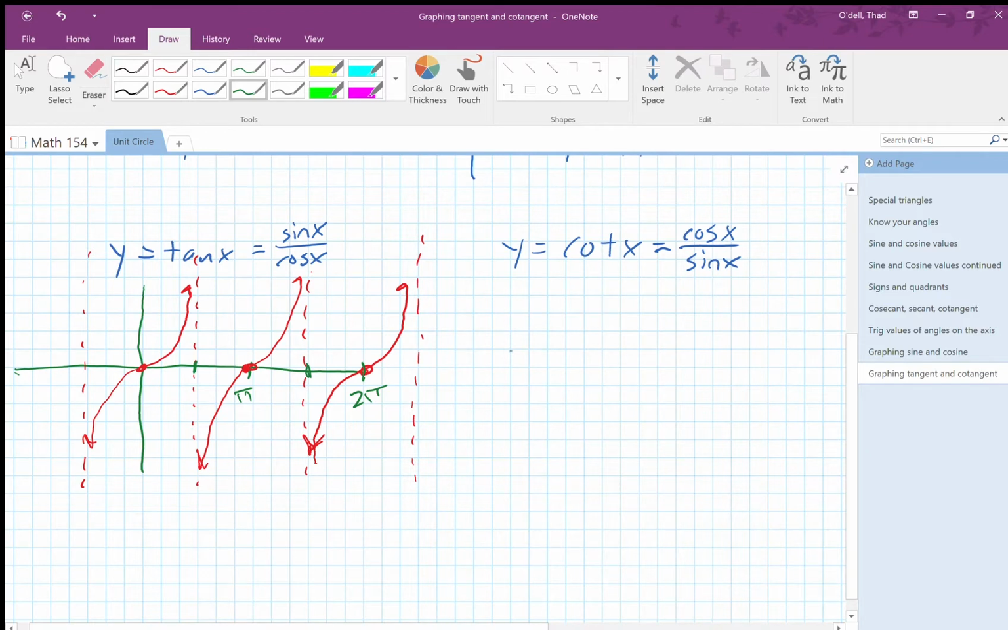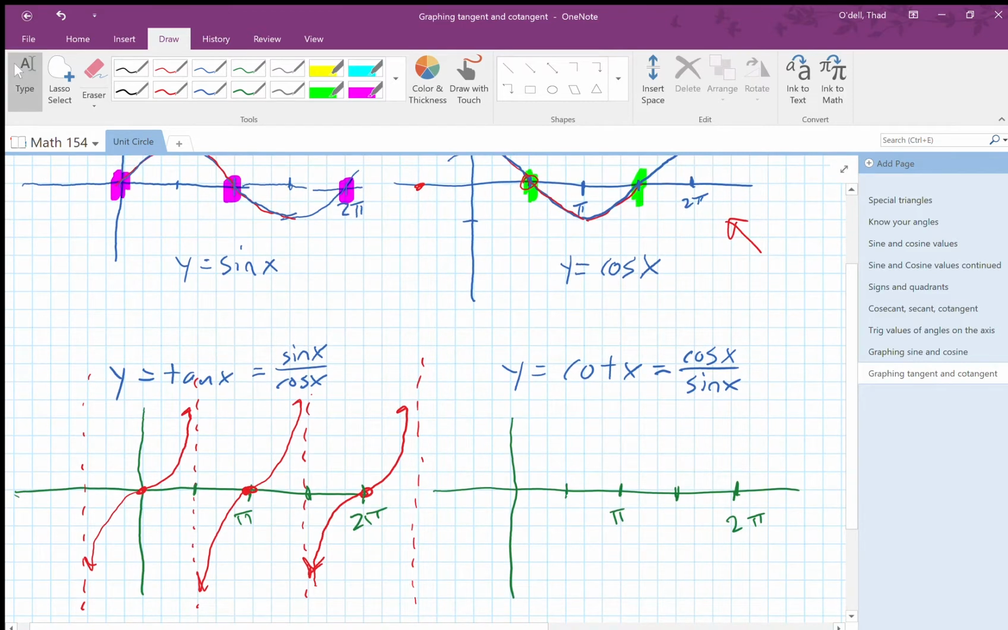Cotangent will follow a similar method for coming up with this. Let me mark my pi over 2, my pi, my 3 pi over 2, and my 2 pi. There's 2 pi. There's pi. And so the same idea, wherever sine is 0, now cotangent is undefined. So if you look at the purple spots, that's where we have the asymptotes for cotangent. So I have an asymptote on the y-axis, one at pi, and one at 2 pi. And also when cosine is 0, where the green spots are, cotangent is 0. So we have a dot there and a dot there.